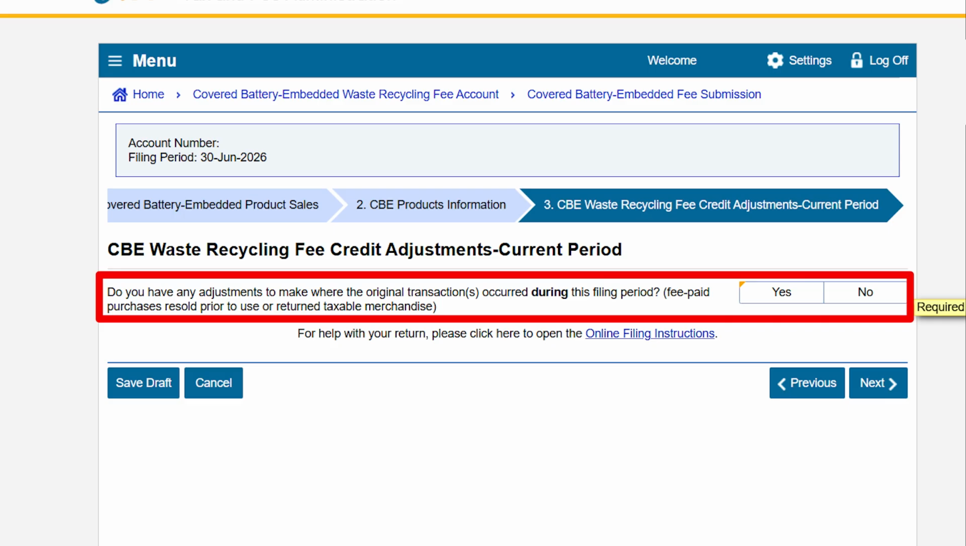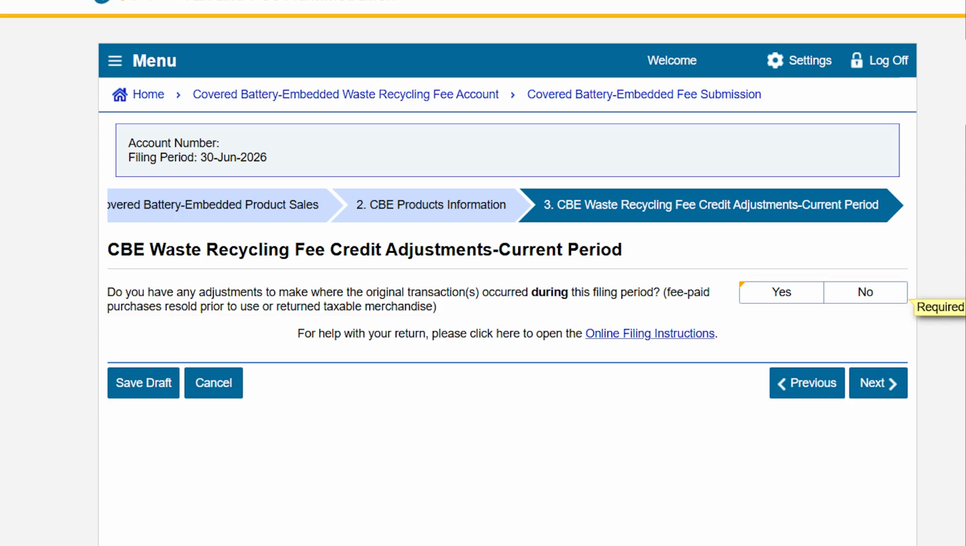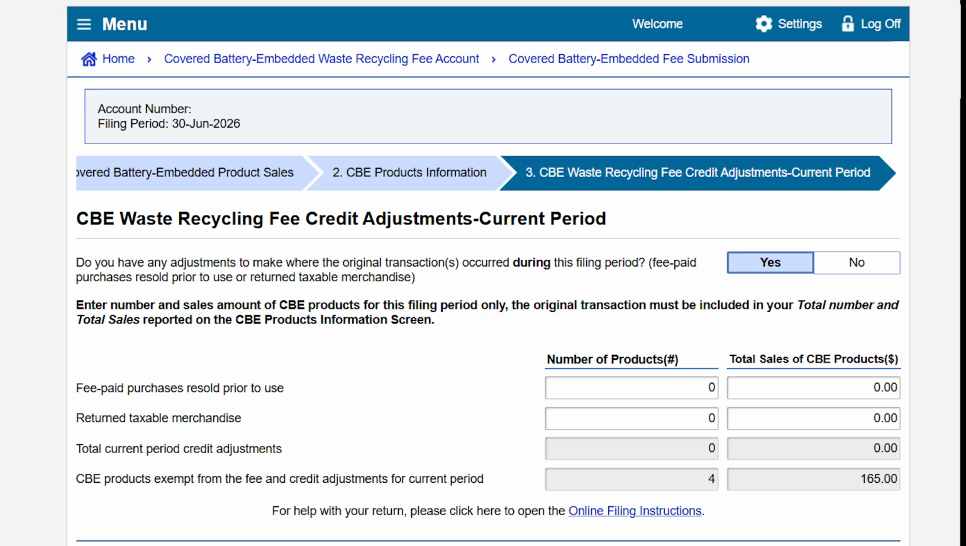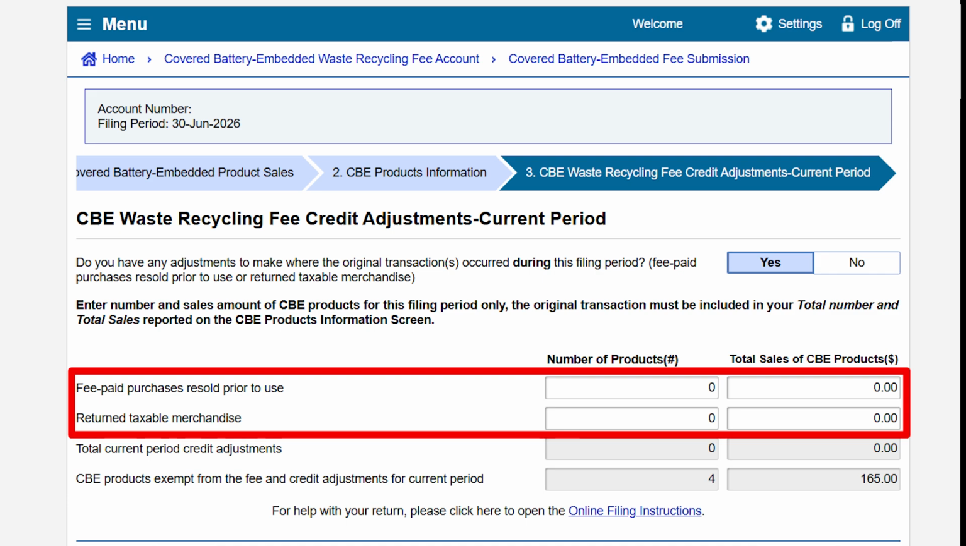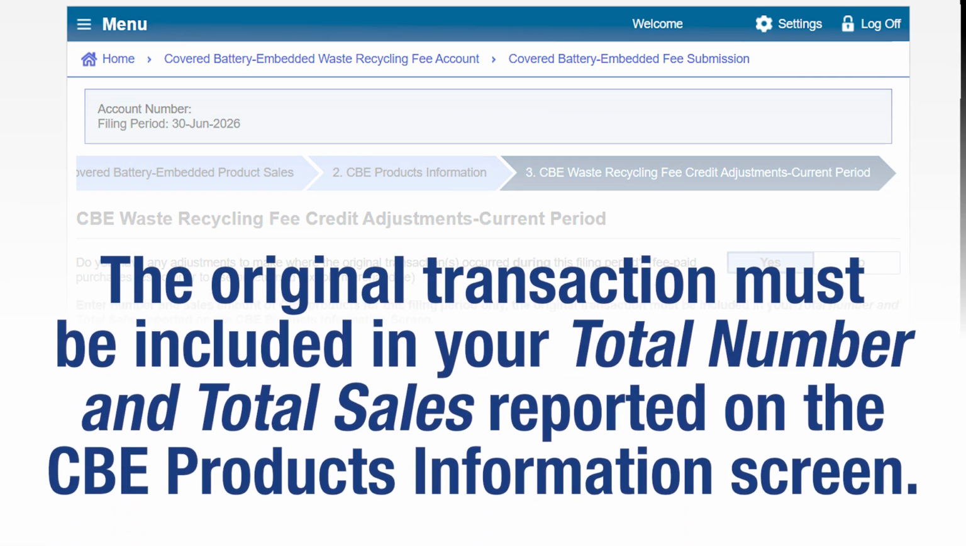If you have adjustments to make, select Yes. If not, select No. In our example, we do have adjustments to make and we'll select Yes. Once Yes is selected, a table will expand where you will enter your adjustments that occurred during this filing period. Enter the number of products and total sales dollar amount of CBE products that were resold or returned for this filing period only. Please note, the original transaction must be included in your total number and total sales reported on the CBE products information screen.